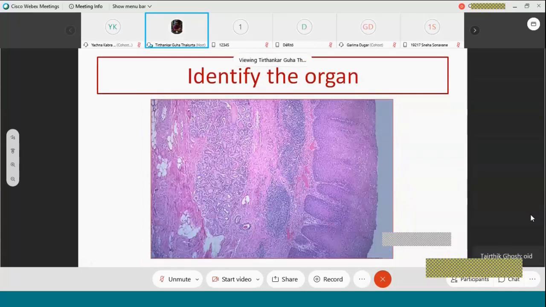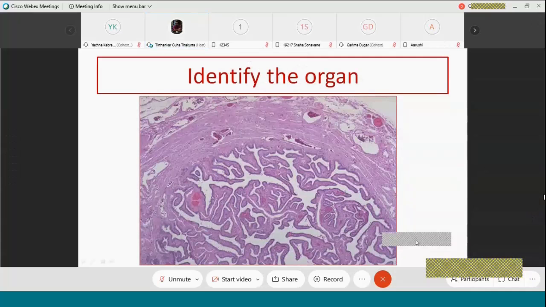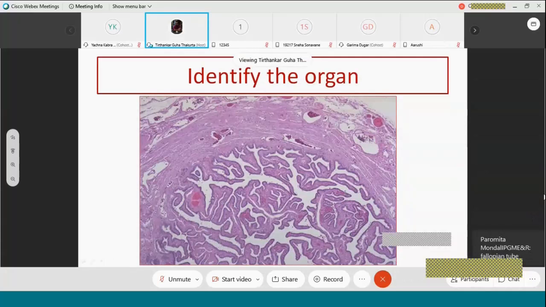Identify this organ. A tubular structure lined by smooth muscle, the inside of which is so convoluted that it's difficult to find out where the lumen is. This kind of convolution is the typical reason of having fimbria or villi inside it. And therefore, this is the uterine tube or the fallopian tube.